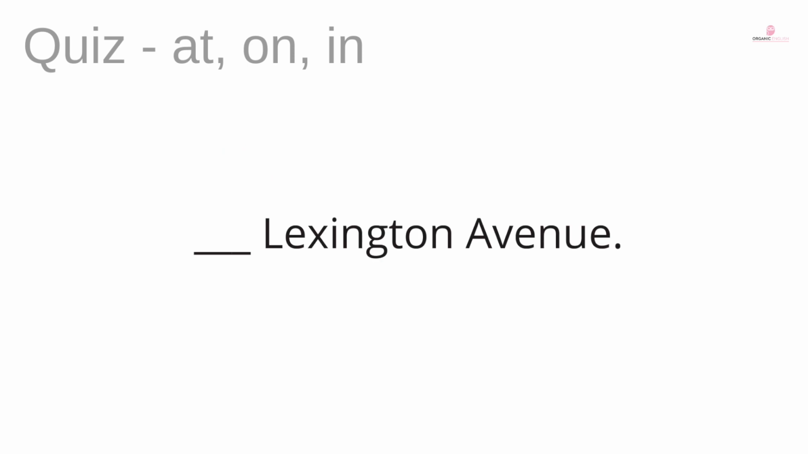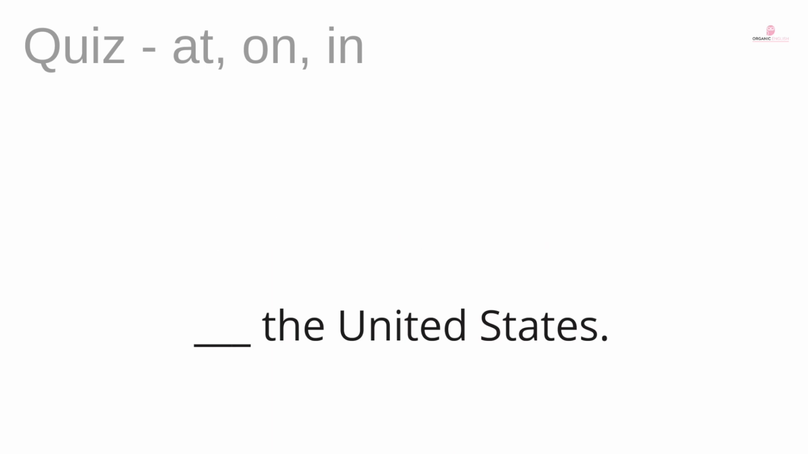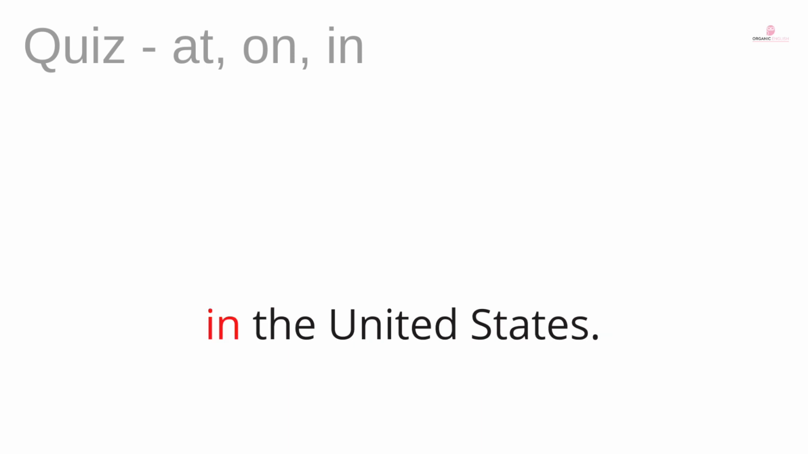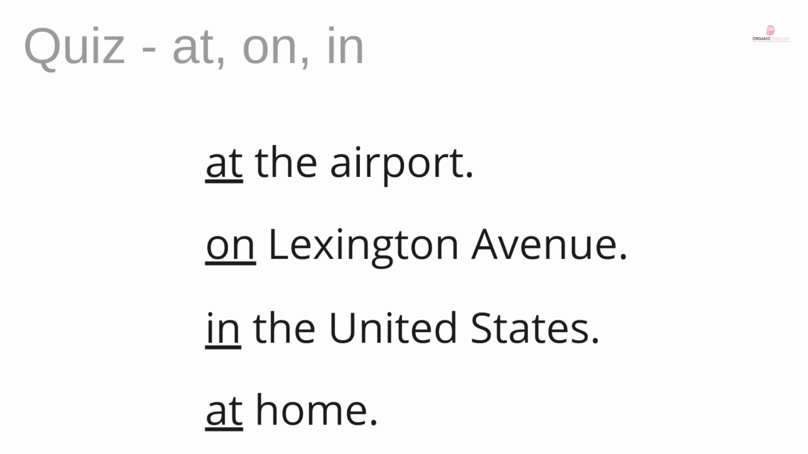Next, blank Lexington Avenue. On Lexington Avenue. Good job. Number 3, blank the United States. What would you choose for that one? In the United States. Okay, number 4, a very special place, blank home. Okay, home is a specific place, so we say at home. Good. So at the airport, on Lexington Avenue, in the US, and at home.